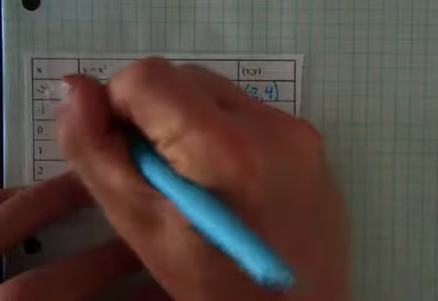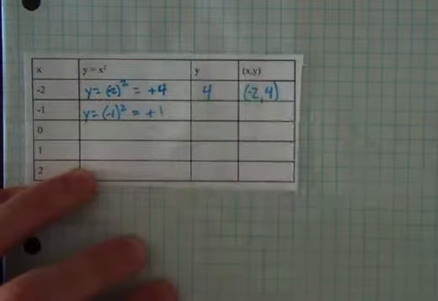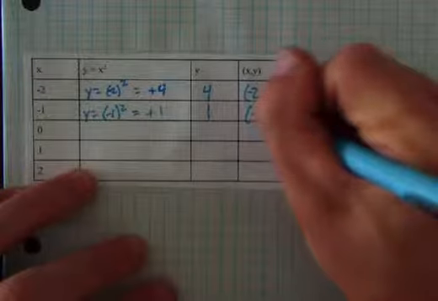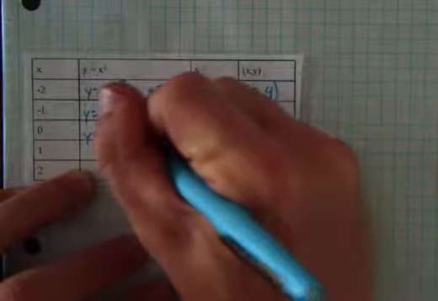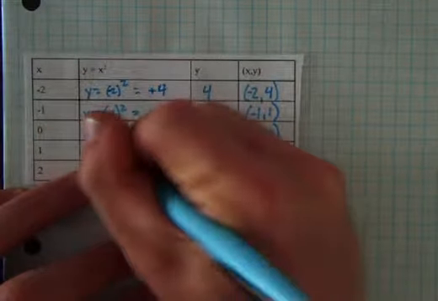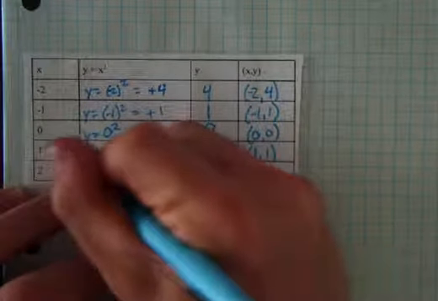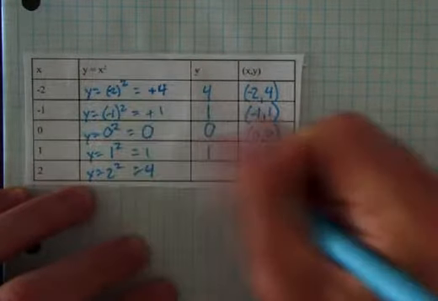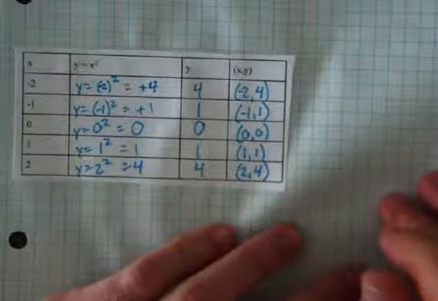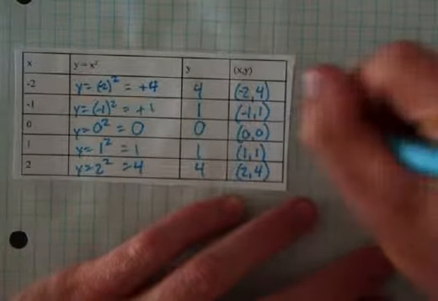Same thing here. Y equals -1 squared, which is +1. Write in the positive to make sure you know it's not negative. Put a 1 in here. -1, comma +1. Y equals 0 squared, which equals 0. 0, comma 0. Y equals 1 squared, which equals 1. 1, comma 1. And y equals 2 squared, which equals 4. 2, comma 4. Okay? So we can go ahead and we can graph this. I'm going to draw my line, my x-axis.